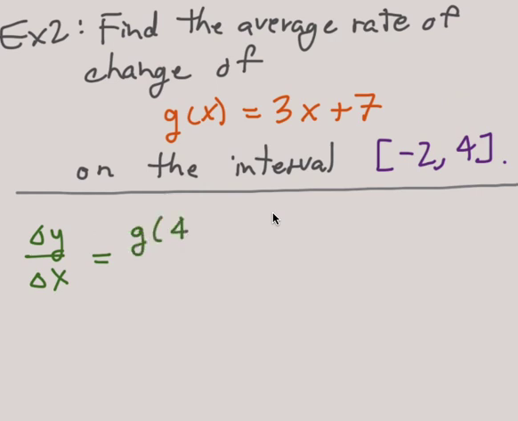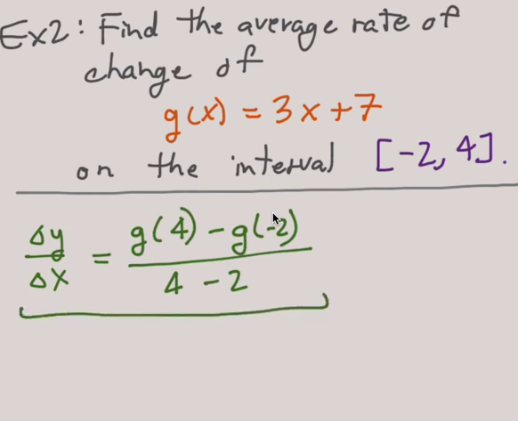But I need to find g of 4. I will then subtract g of negative 2, and I'll divide that by the change in the y's, and the change in the y's is 4 minus 2. Okay. And what this gives you right here is, in essence, a formula for calculating average rate of change if you're given a function. You take the outputs, subtract them on the top, you take the inputs and subtract them on the bottom. Now it is very important you keep the order of these the same.